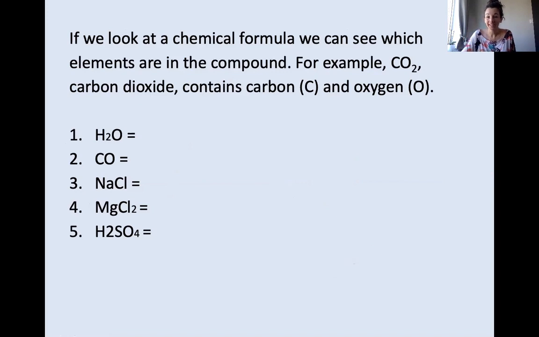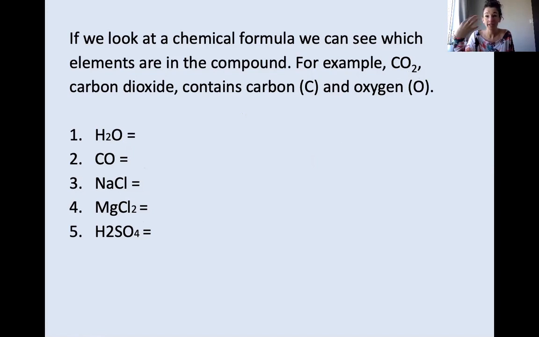Okay, just very quickly then, we're almost at the end of the lesson. We're just going to look at chemical formulae. So these are the chemical formulae for some compounds, and we're going to look at how we can look at a chemical formula and identify the elements that are in the compound. For example, carbon dioxide contains carbon, so we can see from that C here, and oxygen, we can see from the O there. So what I would like you to do is pause the video and try and identify which elements are in these compounds.